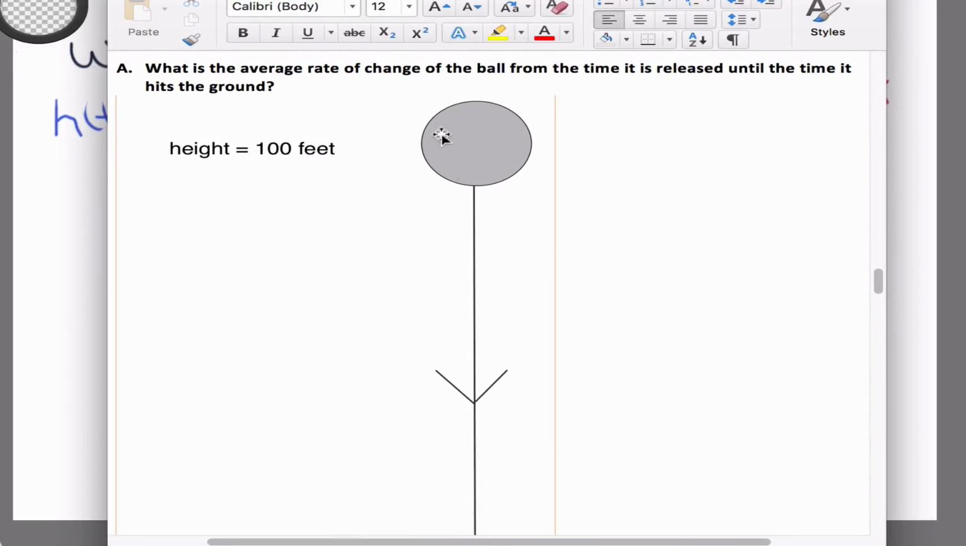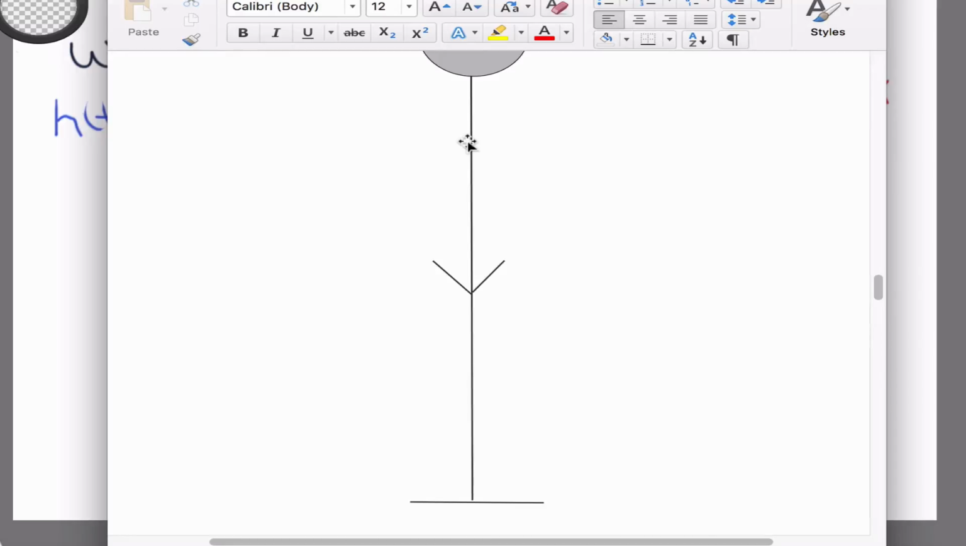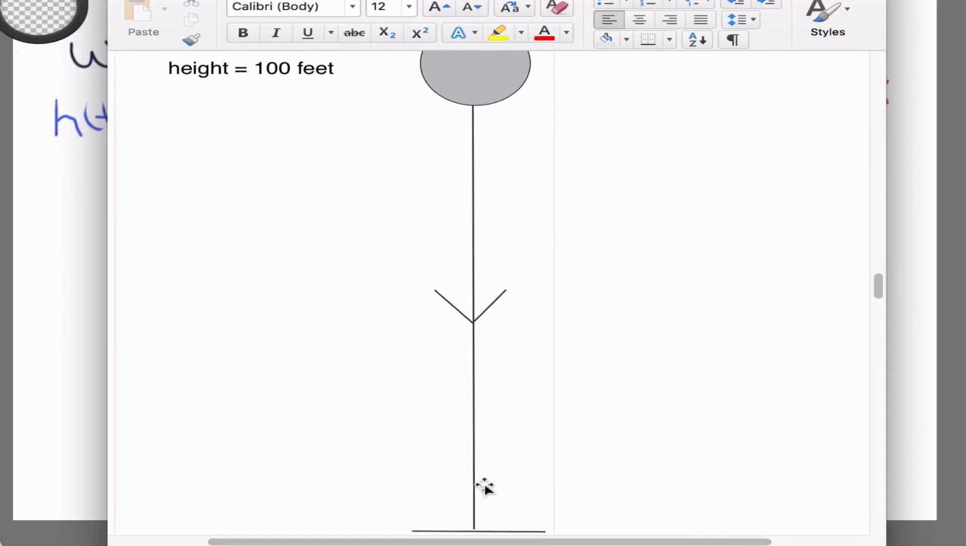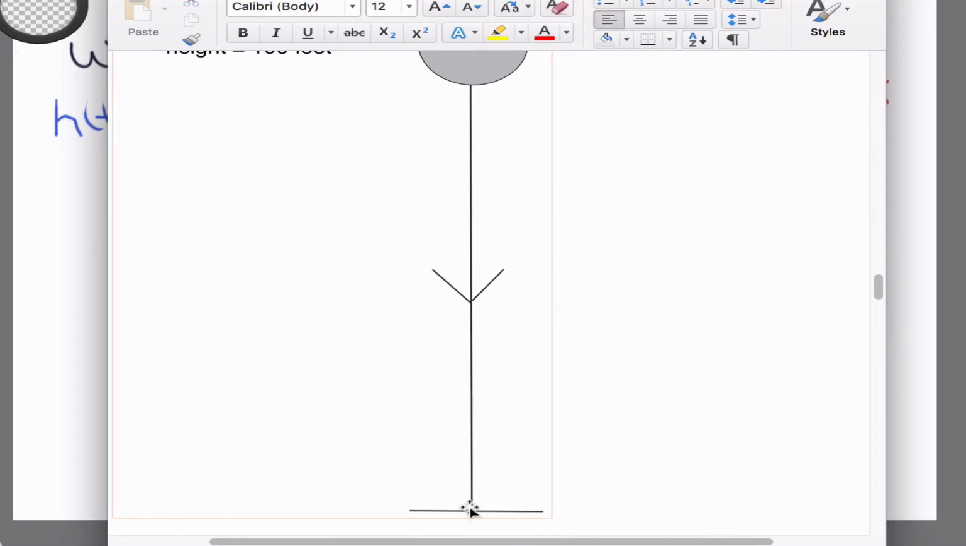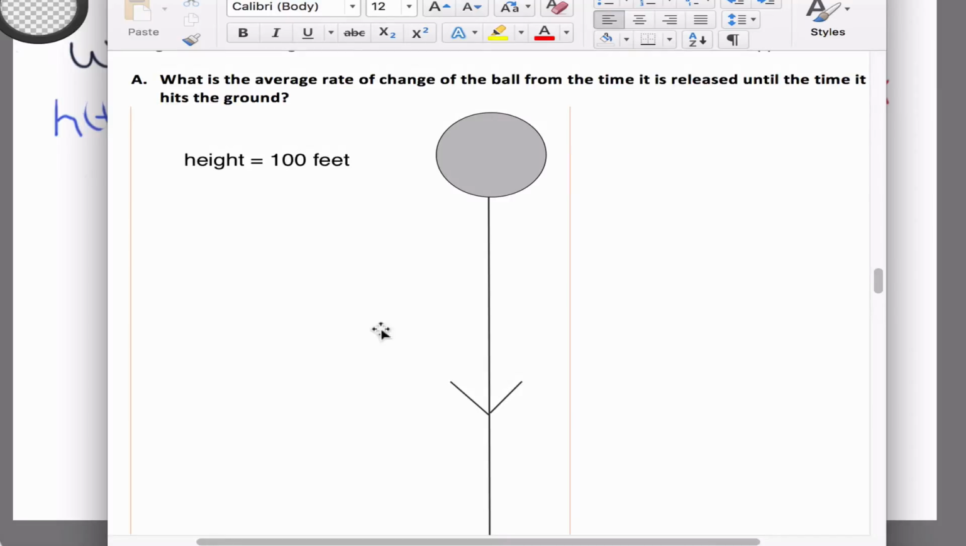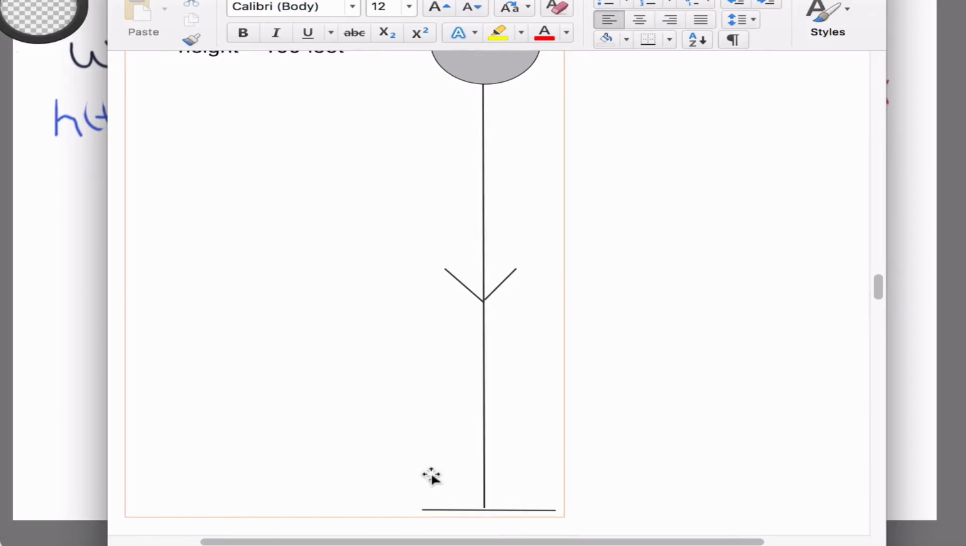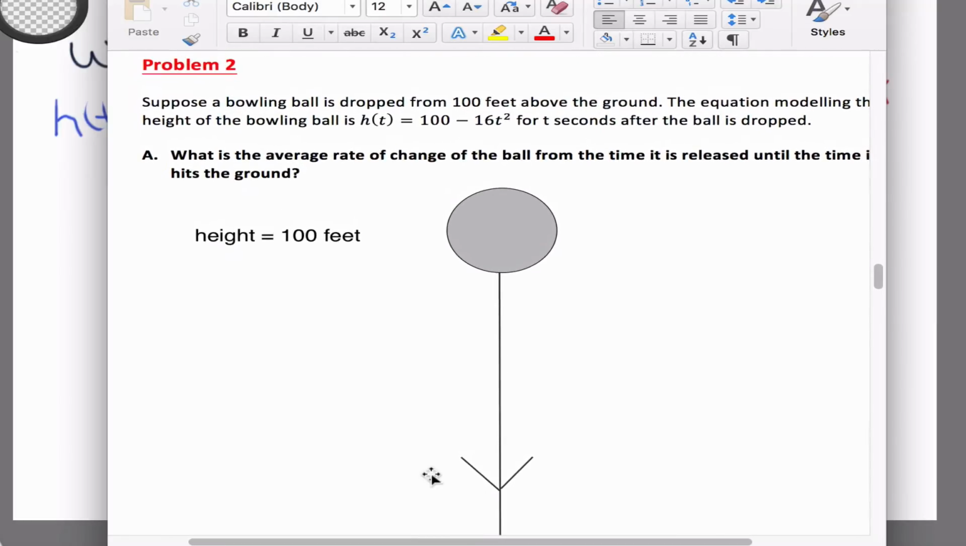We have a bowling ball here, and it's initially at 100 feet, and then it falls to the ground until it's here. So we see that the height is 100 feet here and the height must be 0 feet here. We'll use those pieces of information to help us answer this question. After all, the question is, what is the average rate of change, which we know we usually need 2 points to figure out. And we want to know what's the average rate of change from the time it is released, meaning when the height is 100 feet, until the time it hits the ground, when the height is 0 feet down here. That's what we want to figure out in this problem.